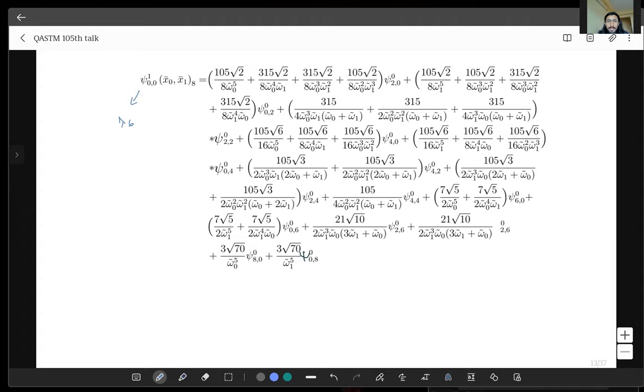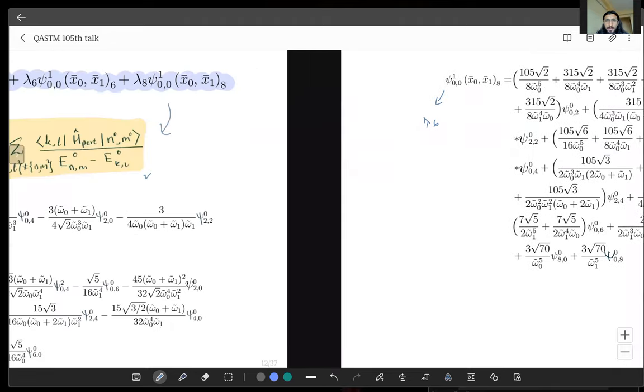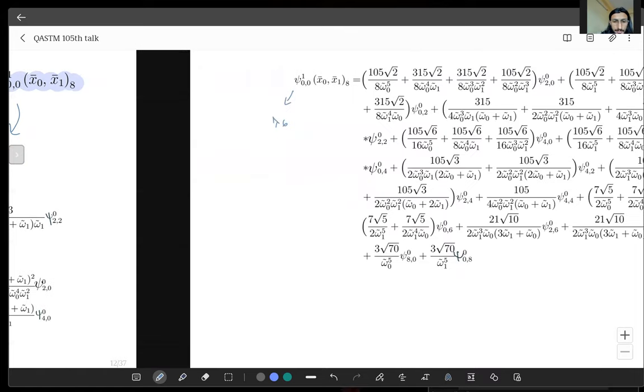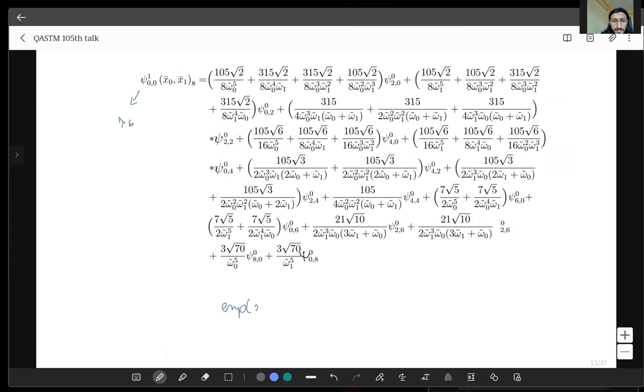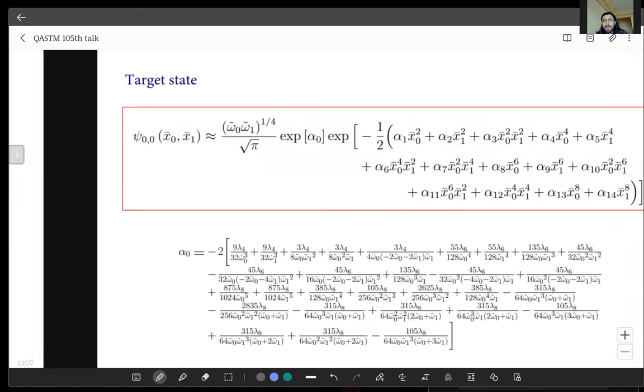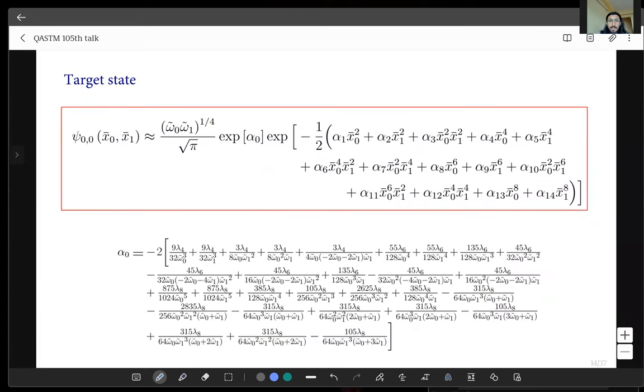Now we take a simple trick. Since lambda 4, lambda 6, and lambda 8 are small, we use the exponential of x equals 1 plus x, and express this in terms of an exponential. So this is the full perturbed wave function, and we express it in terms of an exponential. The value of alpha 0 is here, and there are other terms which I have not written, which can be referred to.